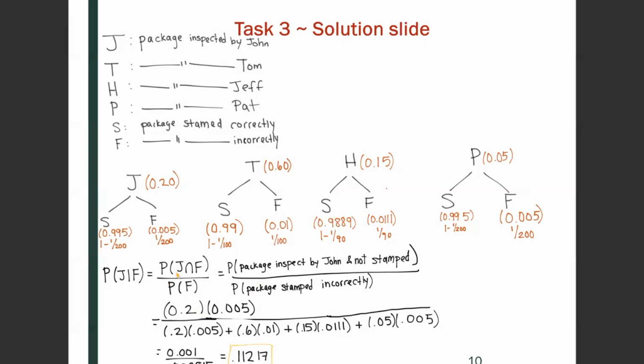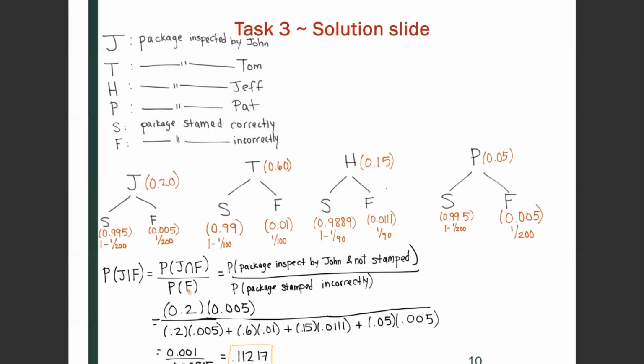So here, let's just look at the probability of J intersect F. That's going to be the probability of J times the probability of F for John's situation. The probability that it was inspected by John was 0.2, and the probability that John failed to stamp it correctly would be 0.005. So we're going to multiply those values together.